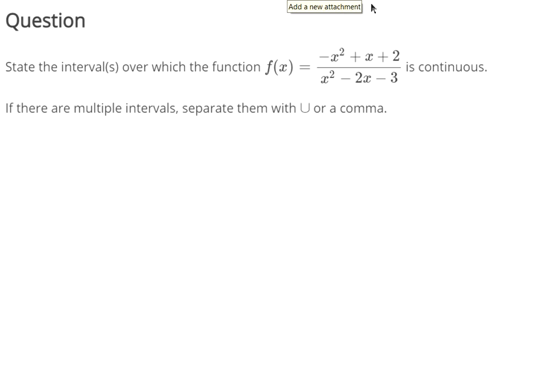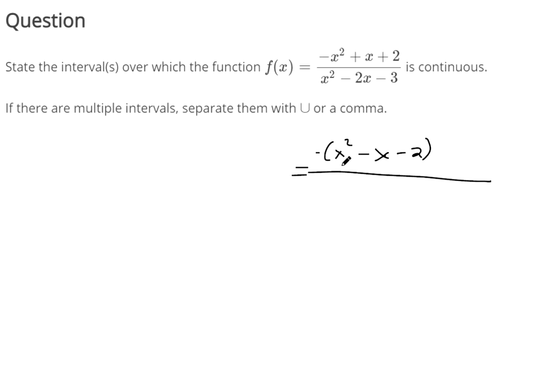So places where this might be discontinuous would be if we had divide by zero issues. So we want to factor the denominator. You could factor the numerator too, and I'll do that. Let's factor out a negative sign. That makes it easier, because maybe we'll see something that we should talk about. If you cancel them out, you can have a removable discontinuity.